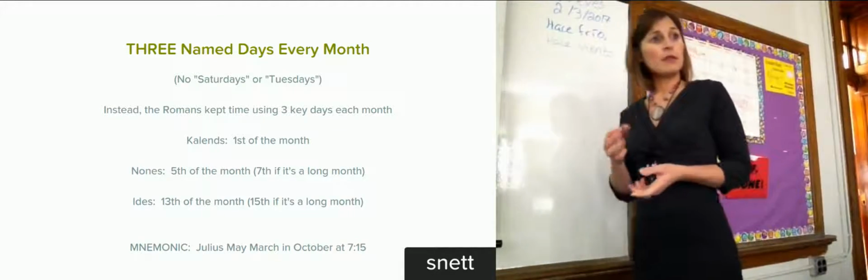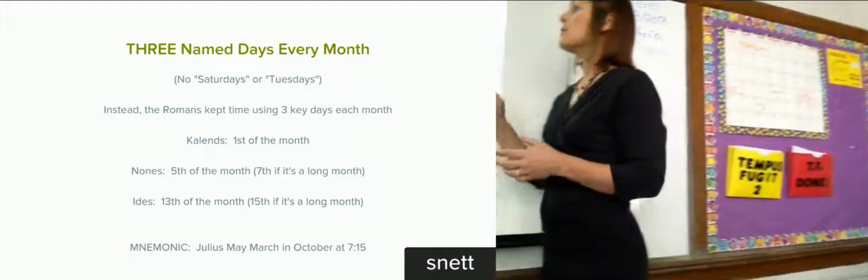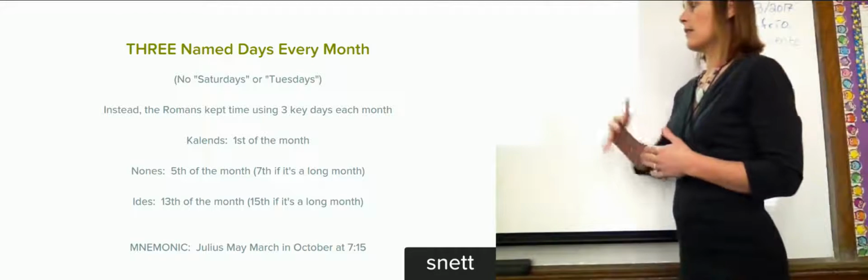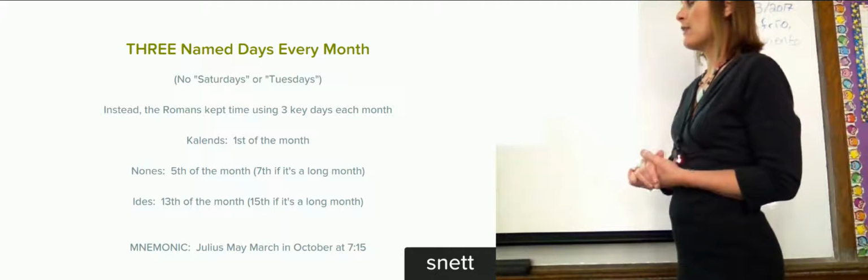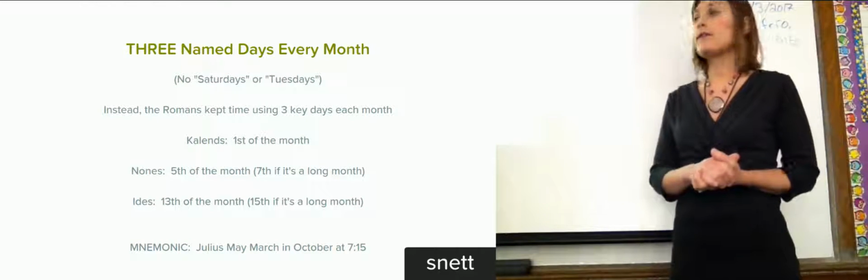In a long month, which was a little bit longer, the nones and the ides took place a little bit farther out. So the nones would take place on the 7th, and then the ides would take place on the 15th.